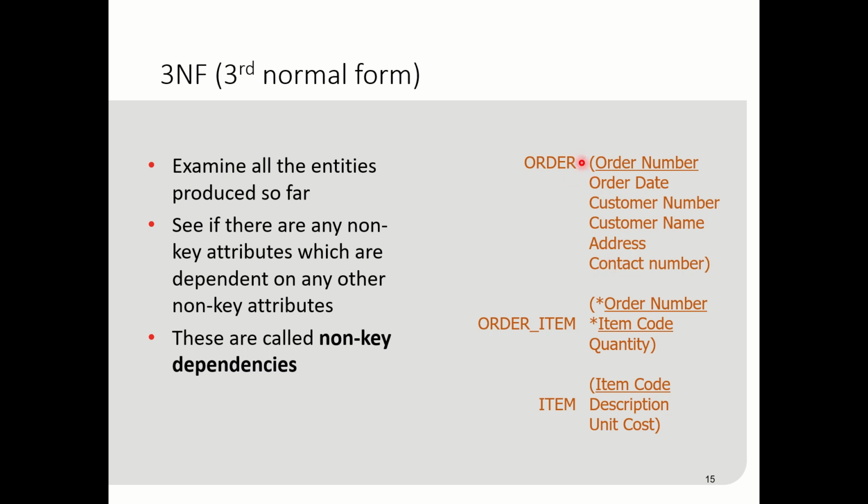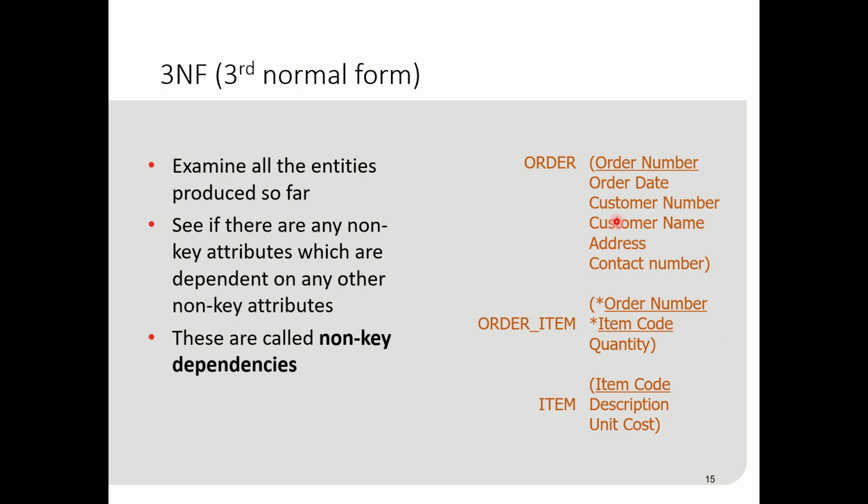How is it a transitive dependency? Because order number and customer number are related; you could say order number is related to customer number in some way. In the same way, customer number is related to contact number and customer name. So order number is related to customer name through it. There is a kind of transitive dependency that can be identified in this relation.